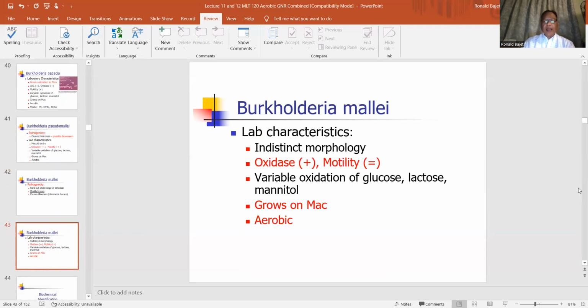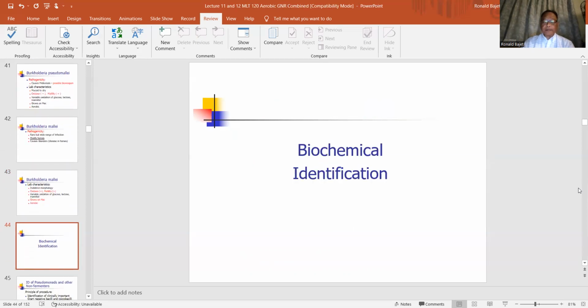Burkholderia mallei is oxidase positive. It's non-motile. This one likes to grow on MacConkey, and it's aerobic.